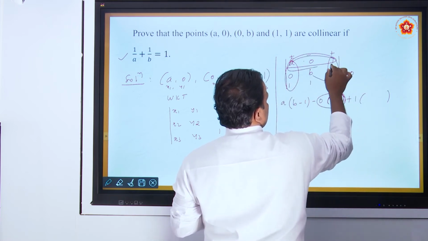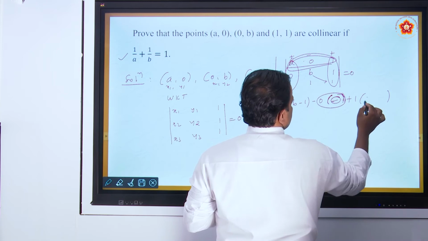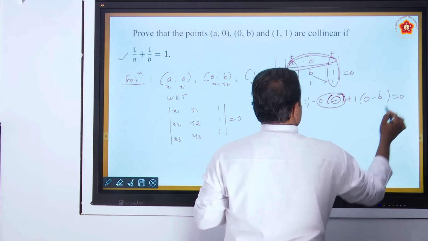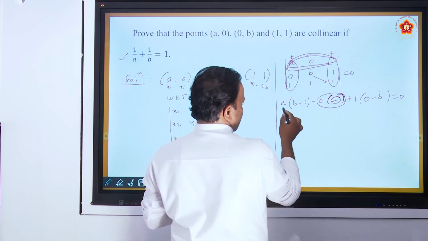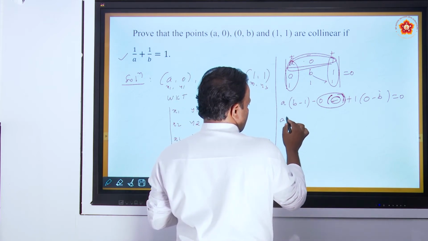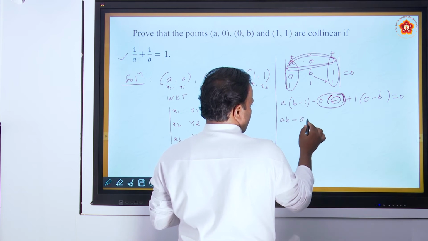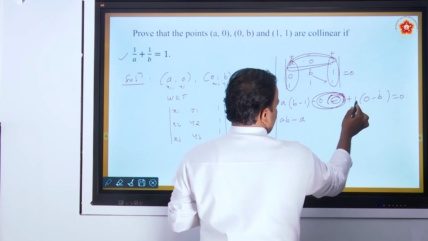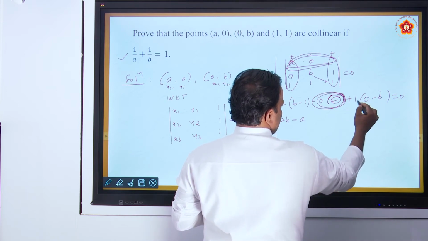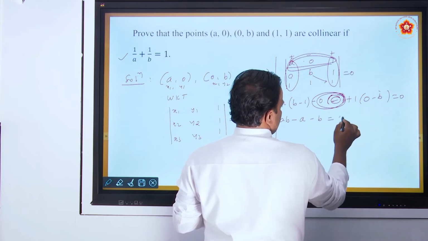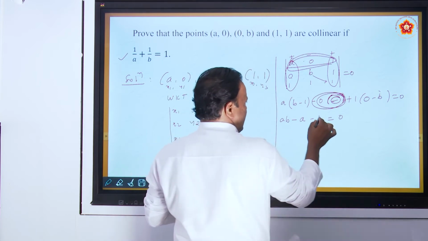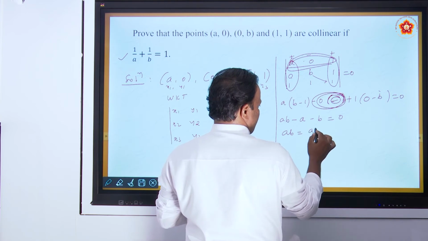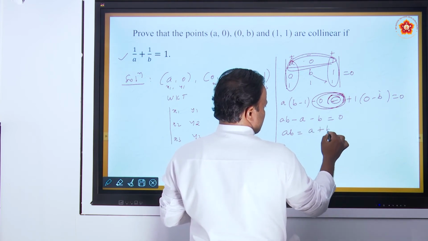The last column, first row you have to eliminate. 0 into 1 is 0, minus b into 1 is b, equal to 0. Simplification: multiply a to the bracket, a into b is ab, a into minus 1 is minus a. This complete part becomes 0, no need to write. Here is plus 0 into minus b, minus b into 1 is nothing but minus b, equal to 0. Correct? You take a and b to that side. What happened here? ab equals minus a, which becomes plus a this side, and minus b becomes plus b.